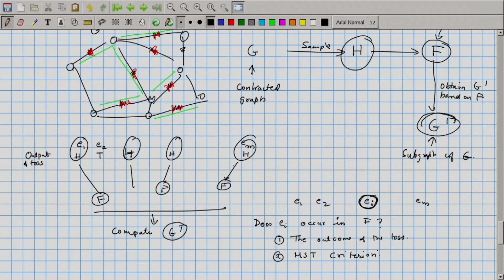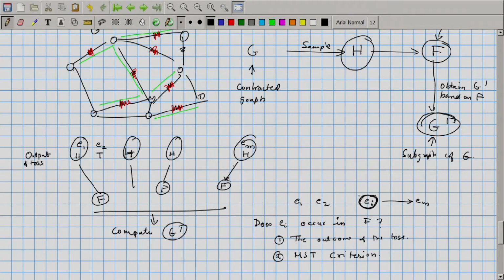Now, the outcome of the toss is not dependent on anything else. These are independent coin tosses. So, it just depends on that particular toss. The MST criterion does not depend on any edges after Ei. If you look at the sorted order, the only edges which play a role in the MST criterion are the edges which appear before ei. There are many edges in the graph G which had gotten added to the subgraph H. Amongst these, look at those edges whose weights are less than ei. Those alone would determine whether ei is present or not.